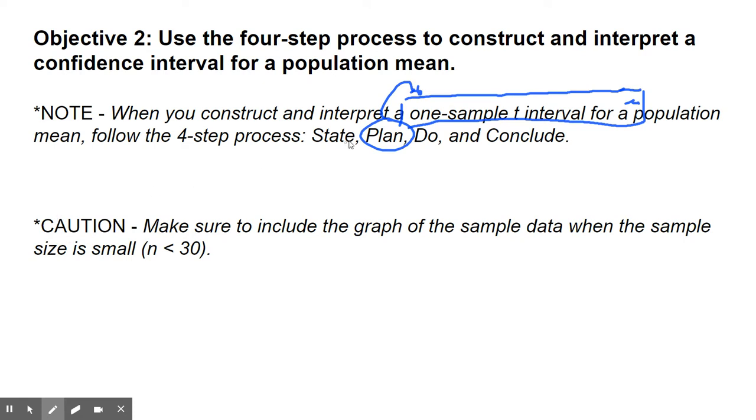Again, make sure in that plan part, plan seems to be the most important part right now. The whole idea of the normal large sample condition: be aware that you have to make sure to include the graph of the sample data when the sample is small and you don't know about the population shape.